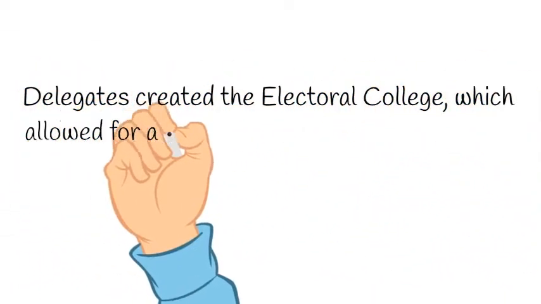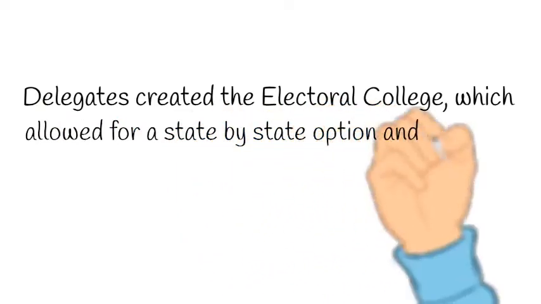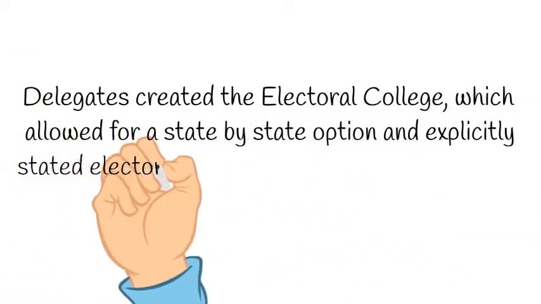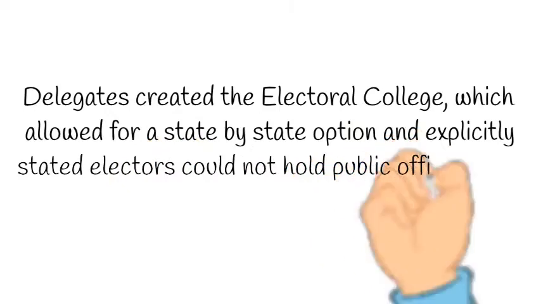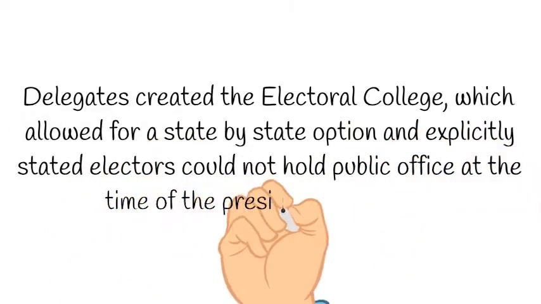As a result, the delegates created the Electoral College, which allowed for a state-by-state option and explicitly stated electors could not hold public office at the time of the presidential election.